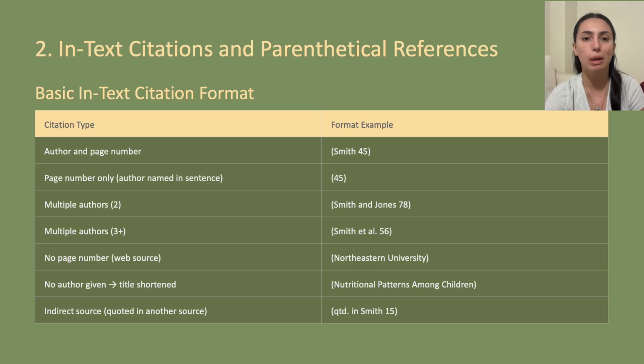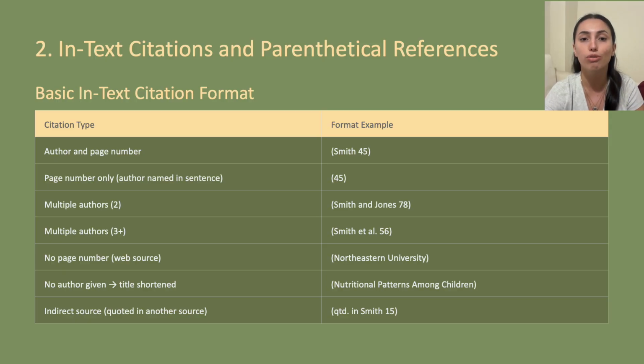Now let's talk about how MLA in-text citations actually work. MLA in-text citations are short references inside your paragraph that point to your works cited page. They usually include the author's last name and the page number. For example, Smith 45. If you already mentioned the author in your sentence, then you only need the page number. If a source has 2 authors, you list both. If it has 3 or more authors, you use et al. If there is no page number, you use the organization's name instead. And if there is no author at all, you shorten the title.